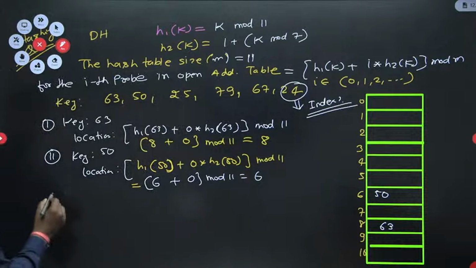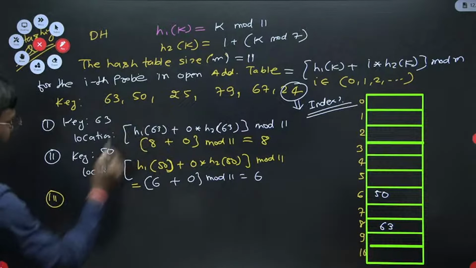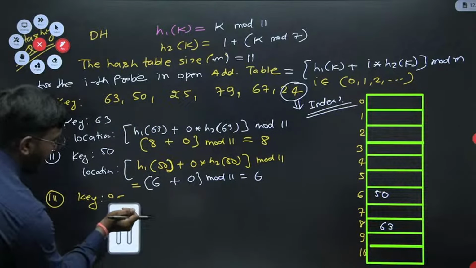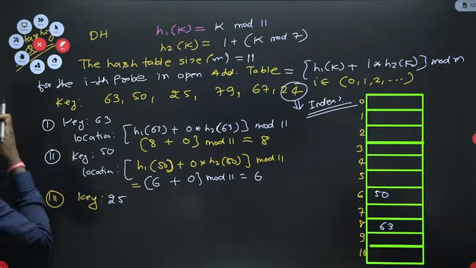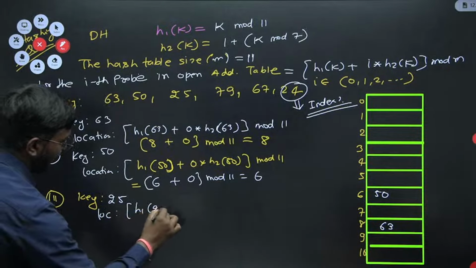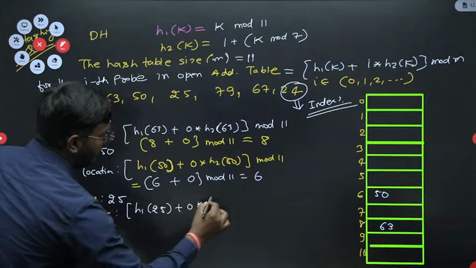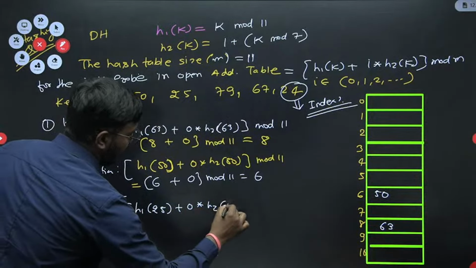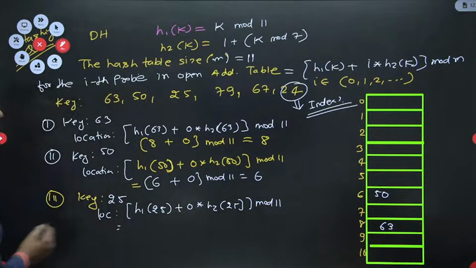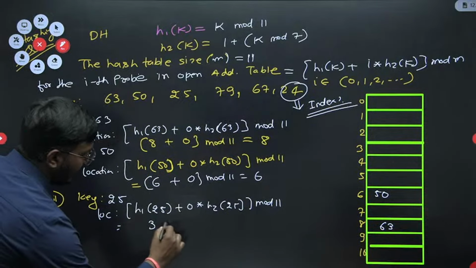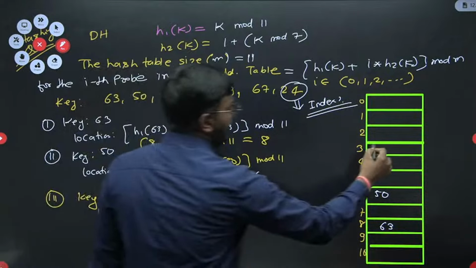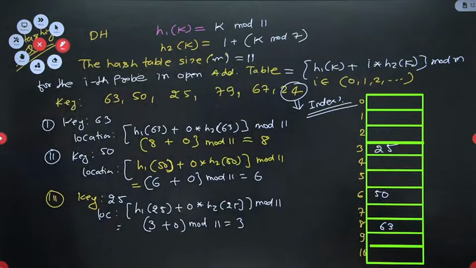Very good. Now the third is our key 25. The location will be h1 of 25 plus 0 times h2 of 25, mod of 11. What is h1 of 25? 11 twice is 22, remainder 3. So 3 plus 0, mod 11 is 3 only. Location 3 is empty, so insert 25 here. Very good, 25 is done.